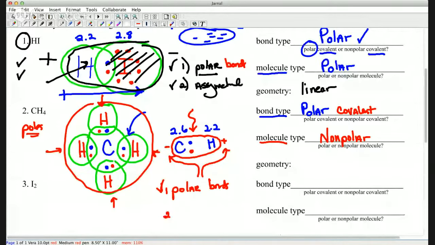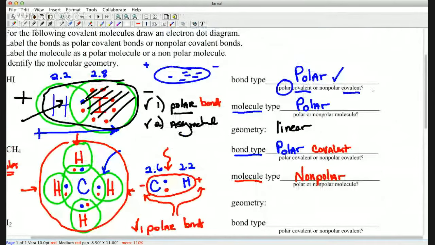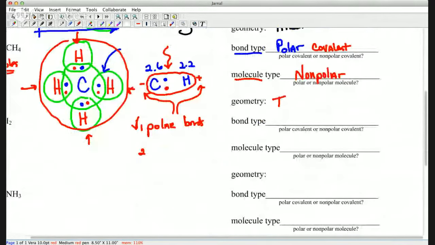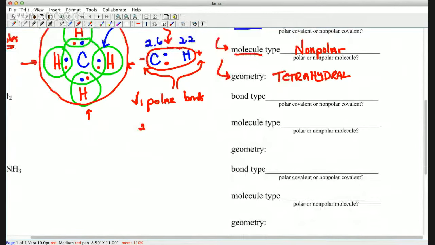Okay, now let's go on to the geometry. We learned this. The geometry of the 4-sided object is tetrahedral. And this is how I want you to do your lab. I want you to build the structure before you answer whether it's a polar or nonpolar molecule. You must look at the 3-dimensional structure and think 3-dimensional.